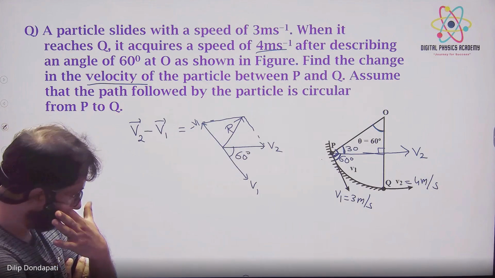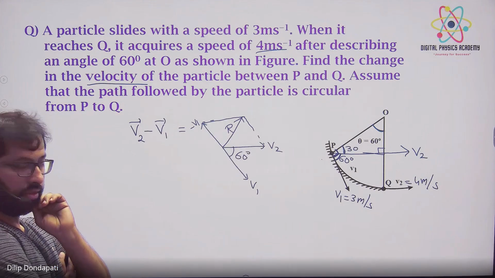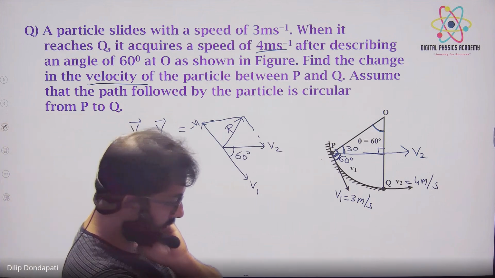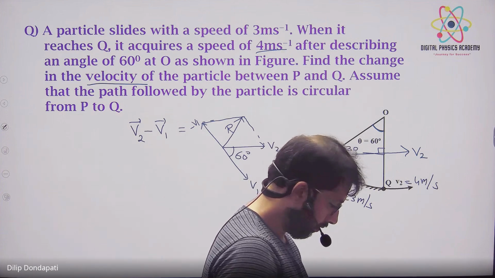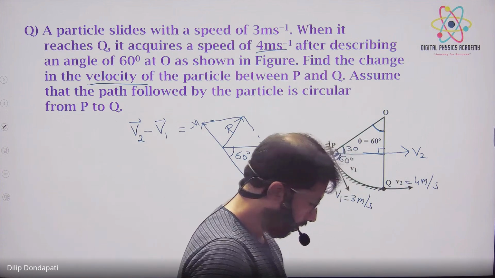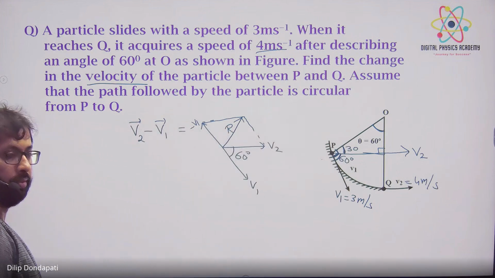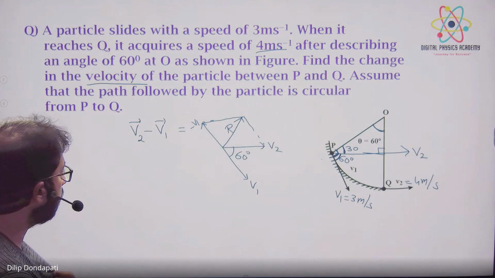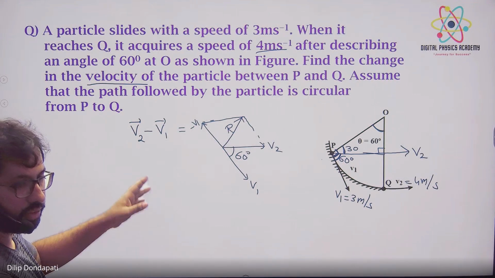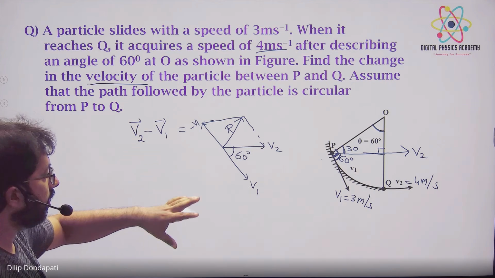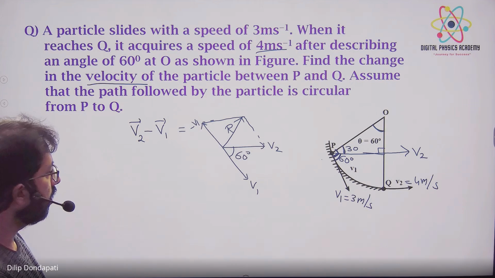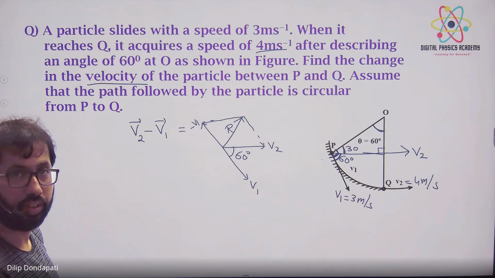Sir, is it root 13? Yes, root 13 is the answer. Under root, V1 square plus V2 square minus 2 V1 V2 cos theta. Theta is 60, right? So you can use cos 60 and so on.